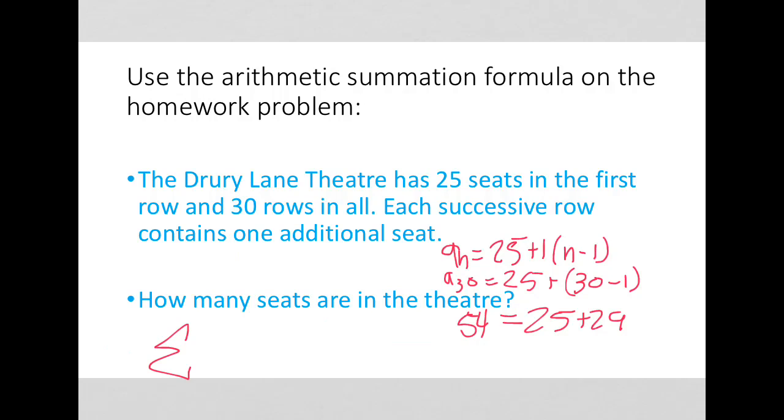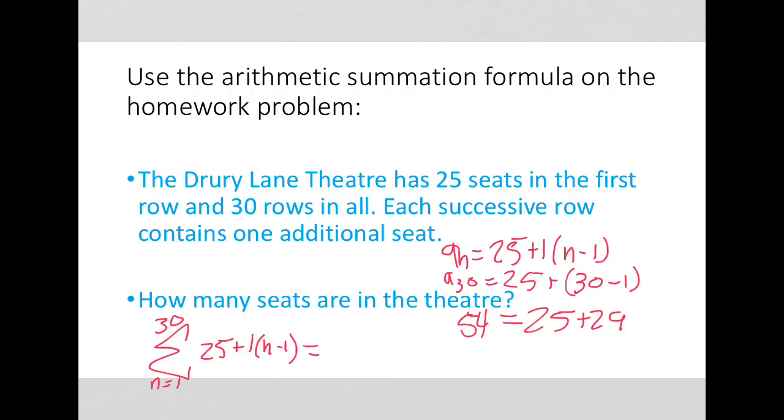And now I'm looking for the summation from n equals 1 up to n equals 30 for the 30 rows of this expression, 25 plus 1 times n minus 1. And I know that's clearly a silly way to write this, but just sticking with our routine here.